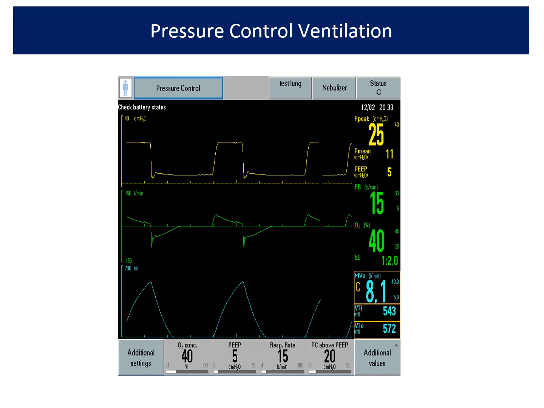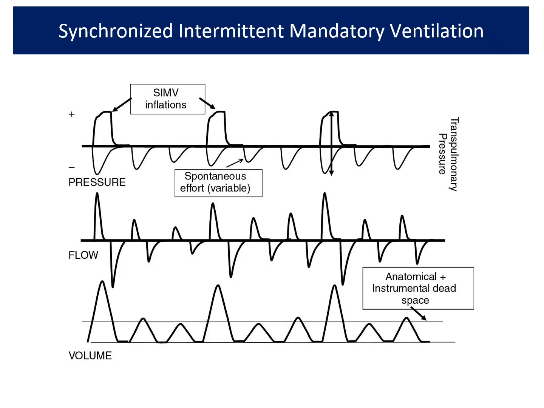PEEP is 5, so the plateau pressure will be 25 and the peak pressure is also 25, so the airway resistance pressure is almost zero in this patient. But if you look at the driving pressure, it is 20, so this itself is injurious to the lung. So we want to target a driving pressure of less than 15 in these patients.